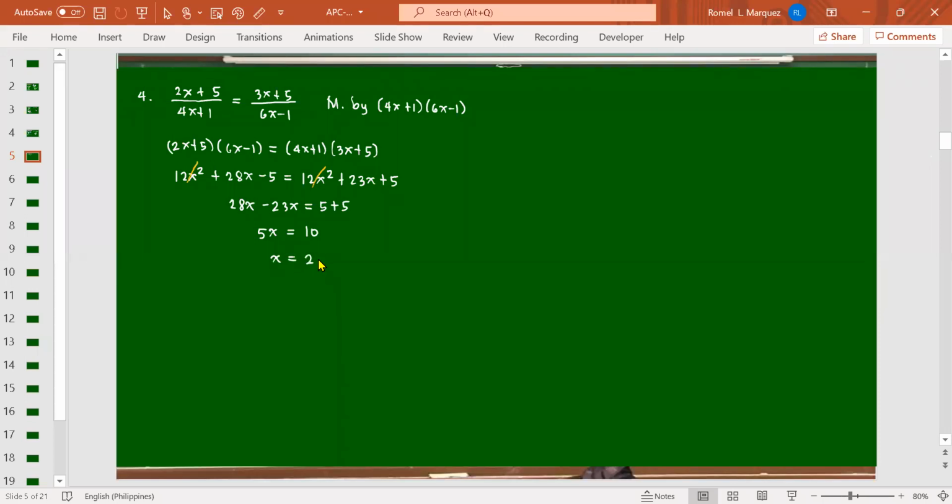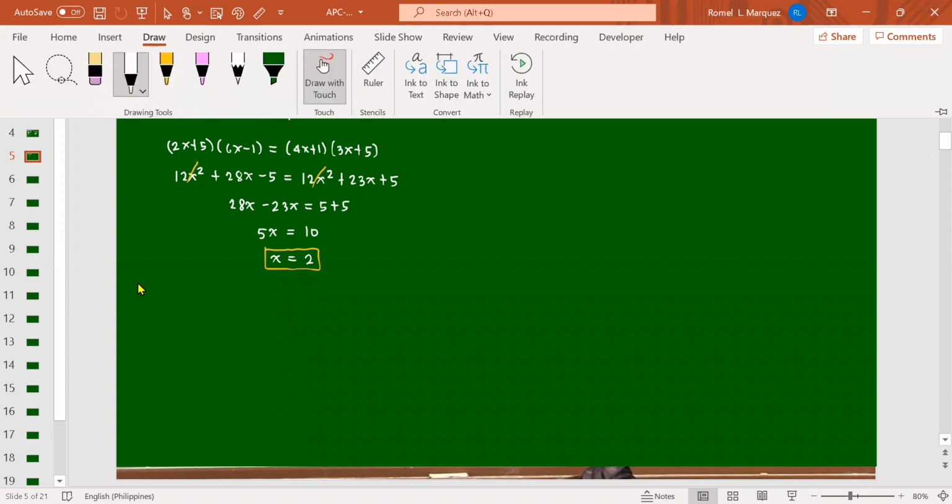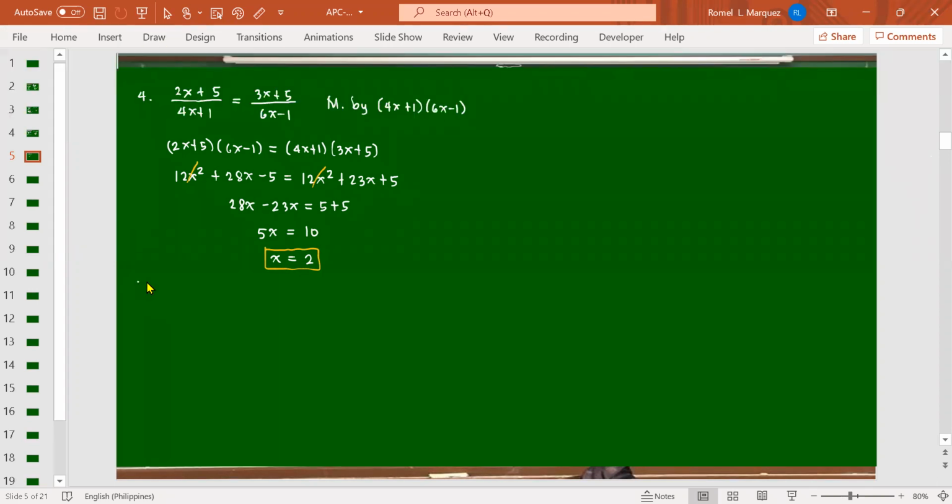To 2. So let's check the original equation. So what are the restrictions? Negative 1/4 and 1/6. Since we did not get any of those, so we accept this value. So hence x equals 2. Okay.